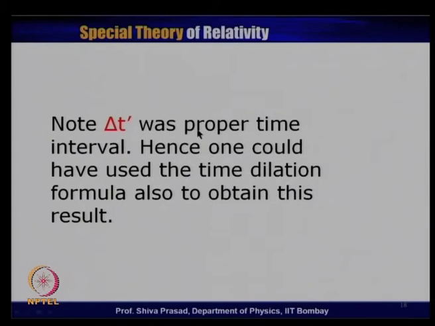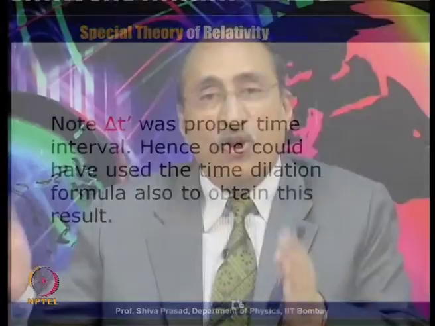Note that delta t prime was a proper time interval, hence one could have used the time dilation formula directly for obtaining this result, but need not have really written the Lorentz inverse transformation. If we are fast, we can immediately realize that this is a proper time interval in S prime frame of reference. So, in S frame, if we just multiply by gamma, I will get back the time interval delta t.